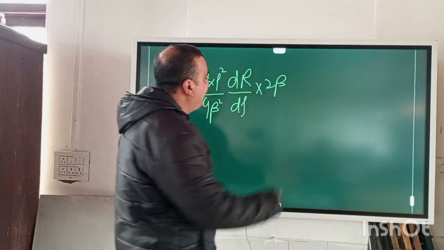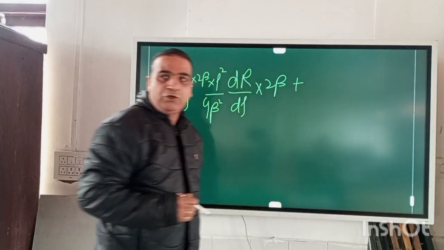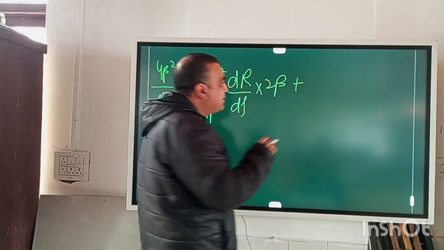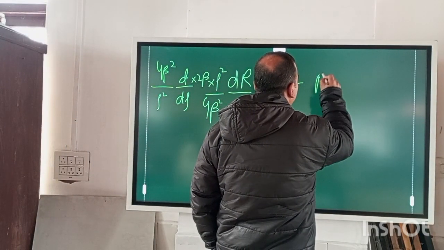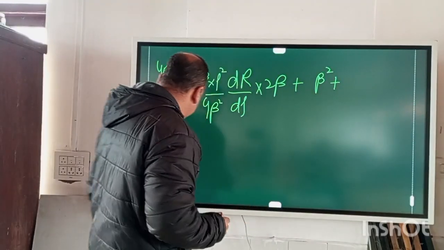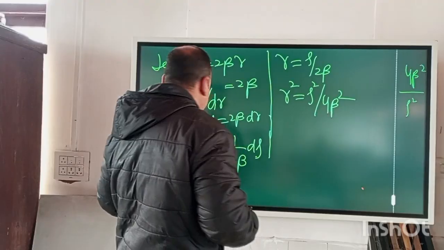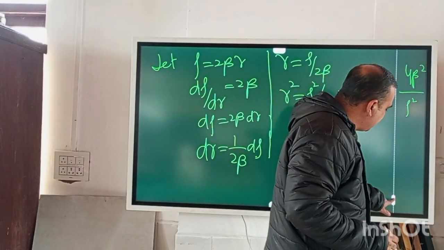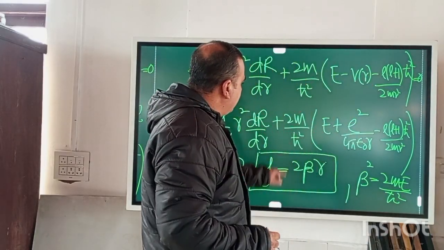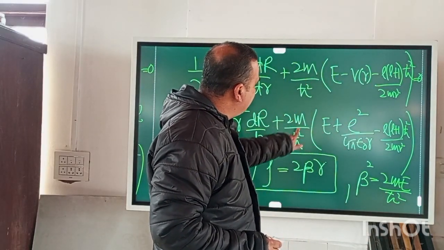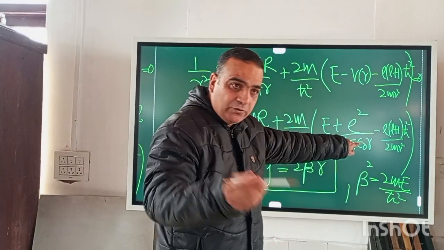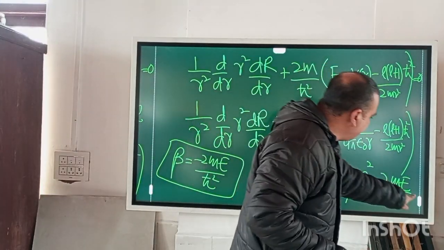What do you have after that? Plus 2me by h bar square. What is that equal to? That is equal to beta square. So we have beta square. Then what we have? Plus. So this term is your first term, 2m by h bar square e. The second term will be what? 2m by h bar square times this. So you can tell me now. Tell me all the terms now.